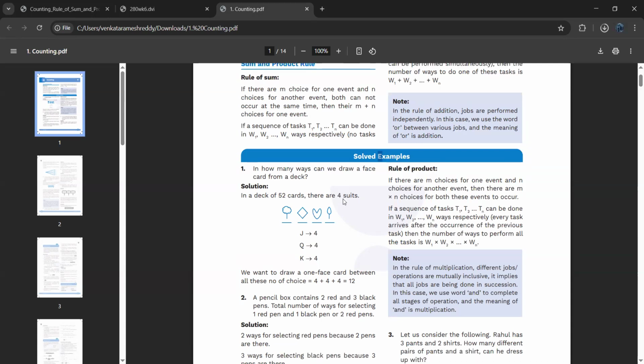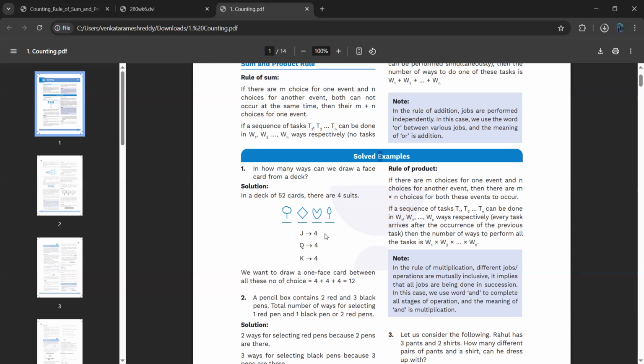Another example. How many ways can we draw a face card from a deck? So here they are asking how many ways we can draw a face card from a deck. So in total how many cards are there? Total 52 cards are there. So out of 52, we have to choose among the face cards only, because they are asking for a face card from a deck. So from the deck of 52 cards, we have to take from three kinds: one is J, another one is king, another one is queen.